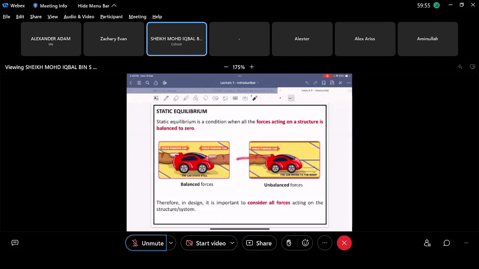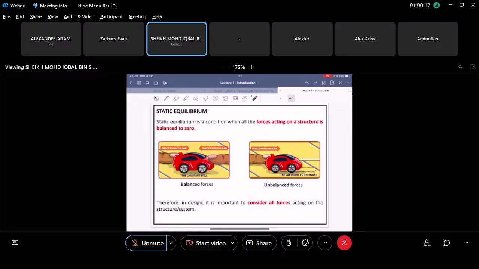But if you take the right hand off, as in picture B here, then you will only have one force pushing the car from the left. So this will have an unbalanced force, and then the car will start to move to the right. So this one is not in static equilibrium, right? Therefore, in design, it is important to consider all forces acting on the structure, on the system, right?